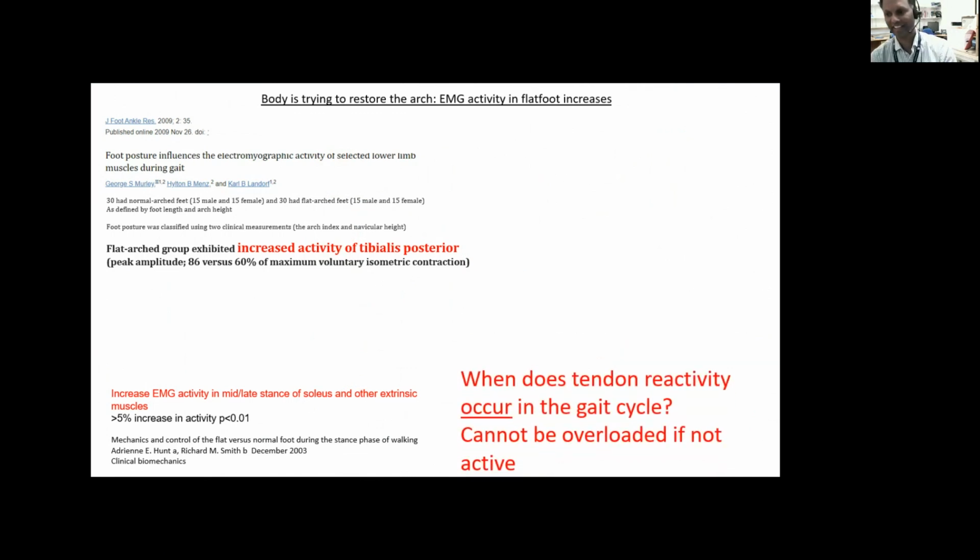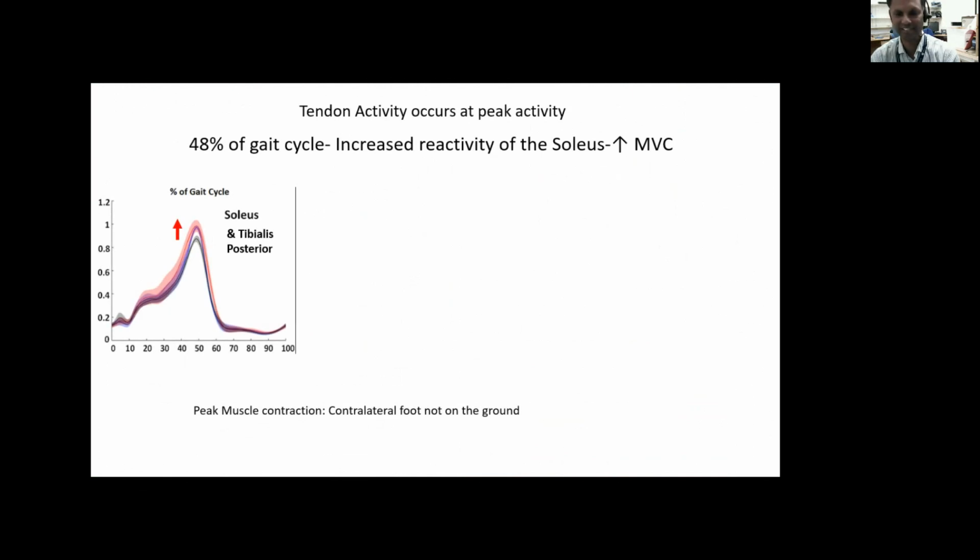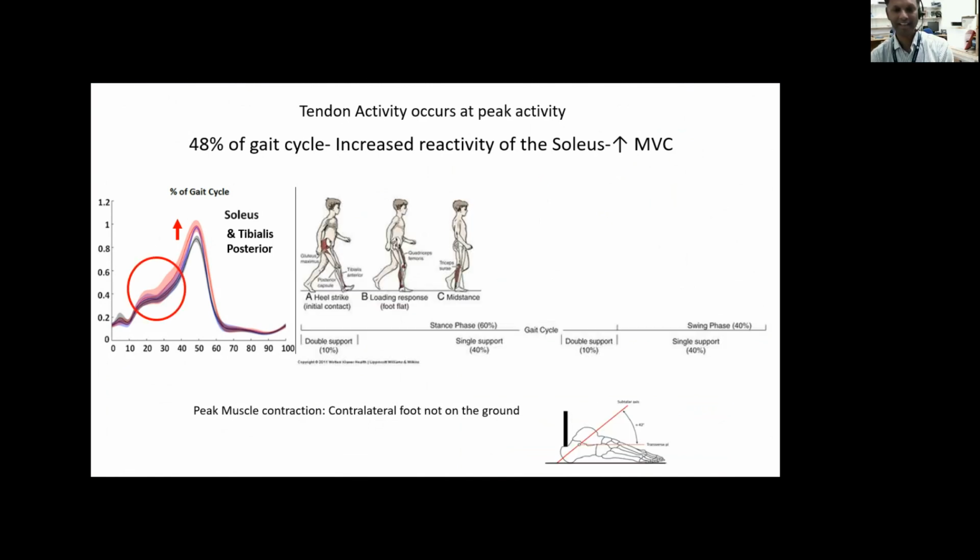So when does tendon reactivity occur? Because the reality is, if the tendons are not active, they cannot be overloading. So we've got to look at where peak overload occurs. And if you look at maximum voluntary contraction during the gait cycle, both soleus and tib post maximally contract at about 48% of gait cycle. In mid stance, where we examine the foot, soleus and tib post are only acting at about 20-30% of their activity. They cannot be overloaded. It's at this 48% we're going to be generating this overload when the tendons are active, not inactive.